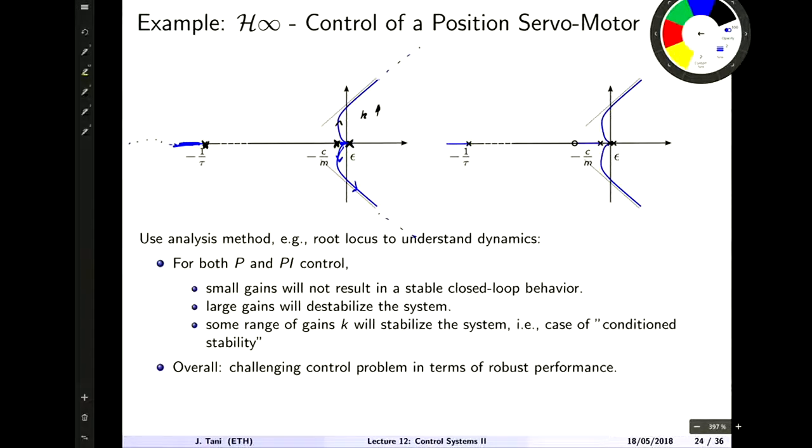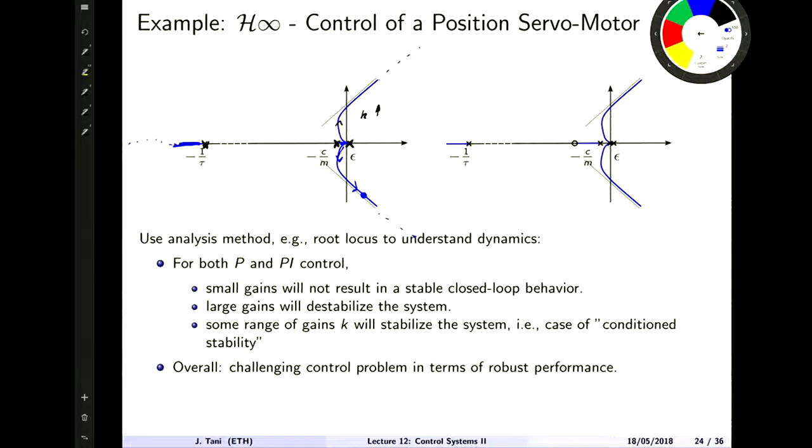So what does it mean? It means if I have a very small control gain, I have an unstable closed loop system. If I increase, I get into some area of stability. And if I increase too much, I'm again in the right half plane, and I have an unstable closed loop system. So what you see is, this is not a trivial example.